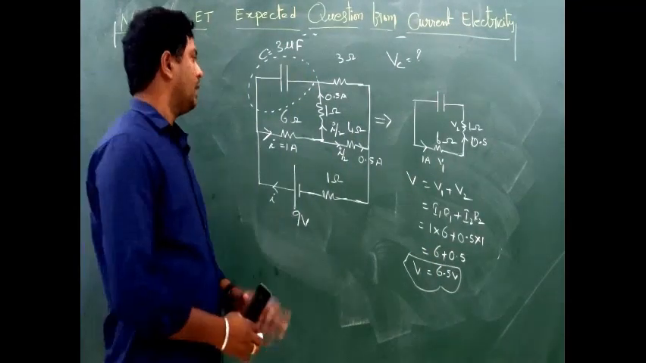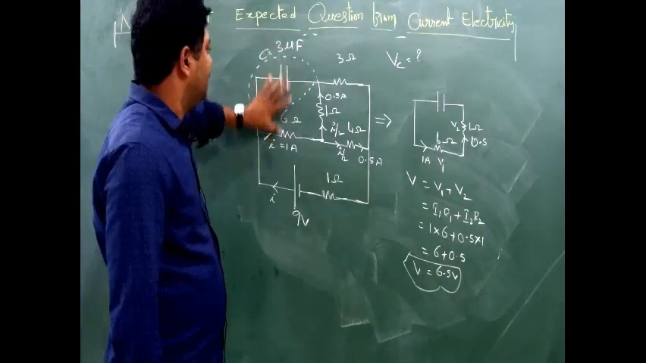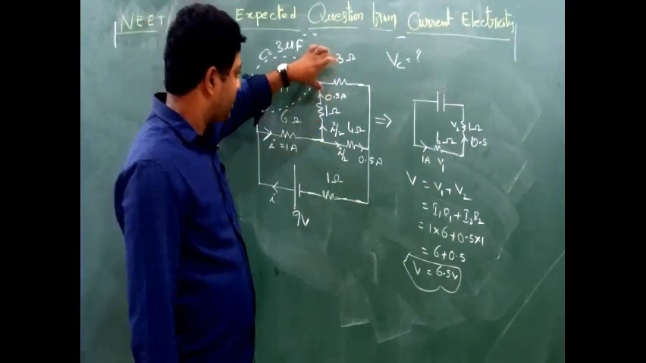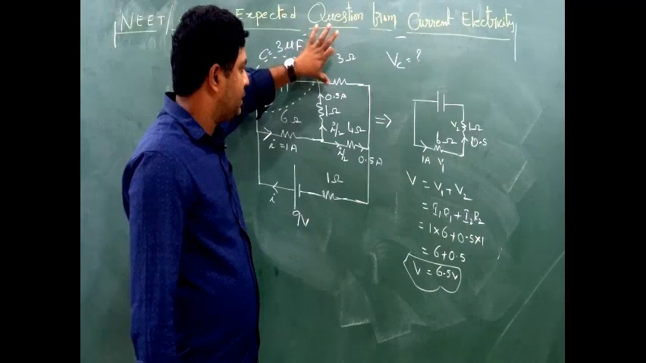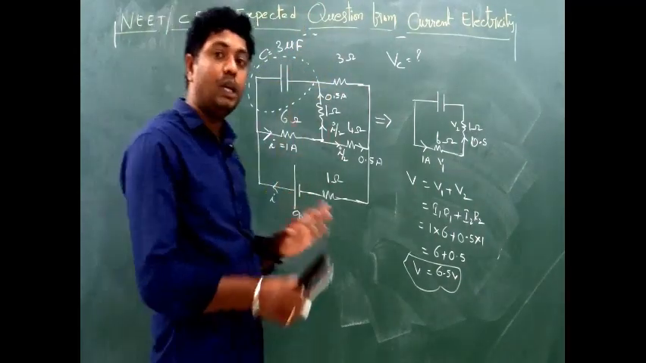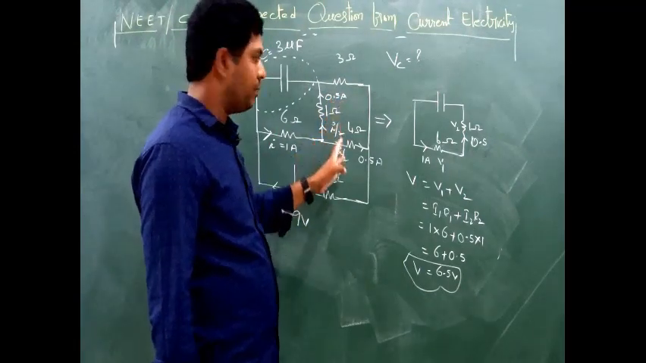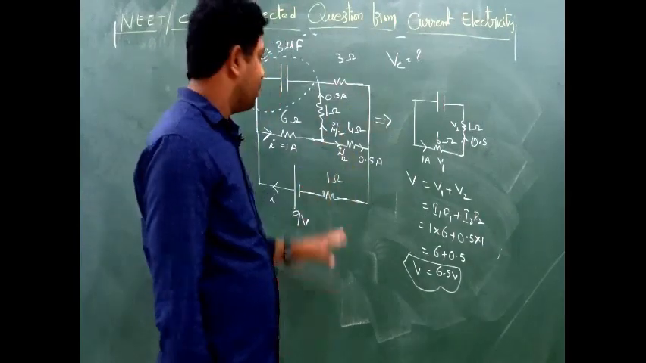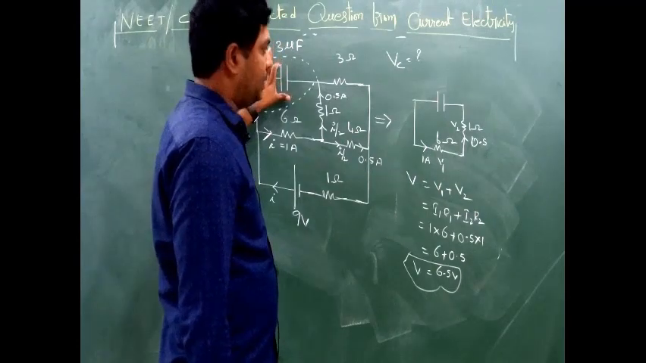Here also the same assumption: current passing through the capacitor is equal to 0, since it is short circuited. The remaining current is divided into these two branches. Because 1 ohm and 3 ohm are in series, 1 plus 3 is equal to 4, and the two 4 ohm branches are equal resistors, so the current divides equally. That is 0.5 amps here, and the same 0.5 amps passes through this one.